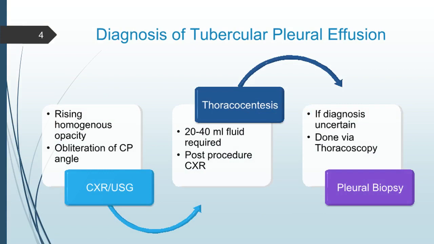To diagnose pleural effusion, we need to do chest X-ray of the patient. Rising homogeneous opacities and obliteration of costophrenic angle are two most important chest X-ray findings in a case of pleural effusion. Pleural effusion is diagnosed by ultrasound of chest, following which thoracentesis is done. 20 to 40 milliliters of pleural aspirate is required for the requisite tests to diagnose tubercular pleurisy. A repeat chest X-ray is often done after the procedure to assess for iatrogenic pneumothorax. If diagnosis is still not clear, then in such cases we perform pleural biopsy.